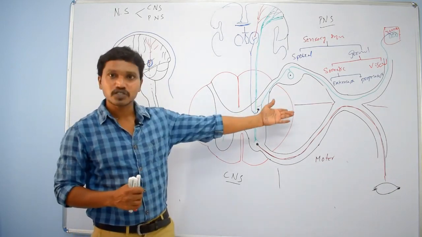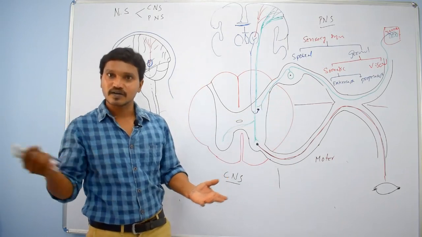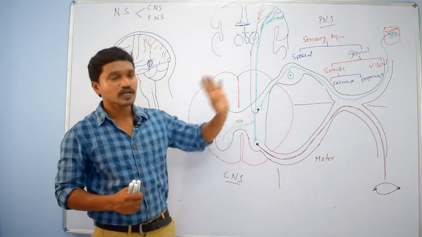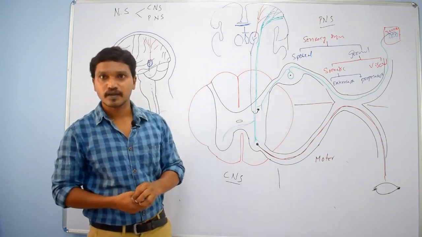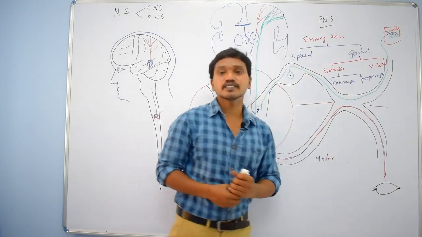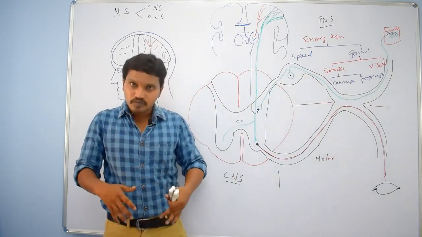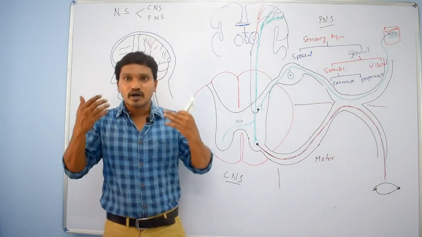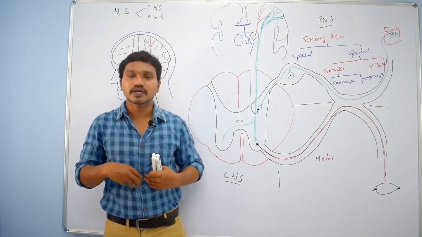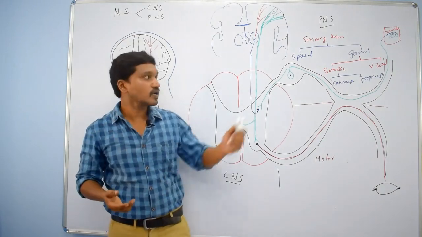And exteroception, I already told you, the skin receives different types of sensations like touch, pain, temperature. Those sensations are exteroception. Clear? Then visceral sensations. The viscera, the body parts which are present inside the body, also give sensation. Those sensations are what we call visceral sensations.